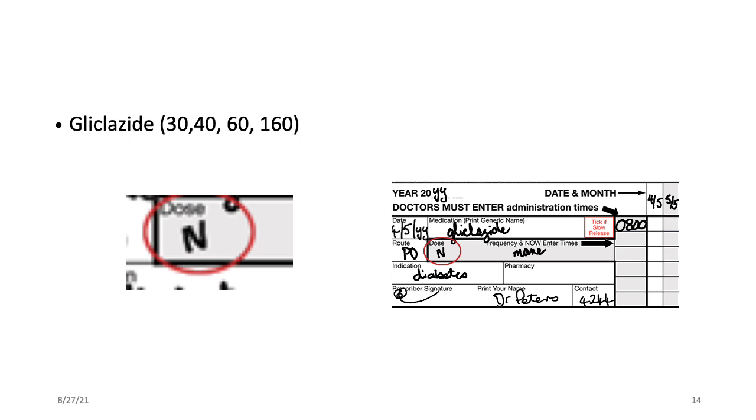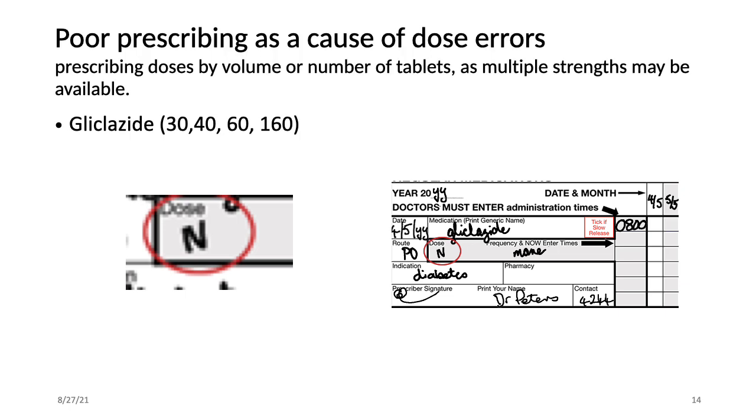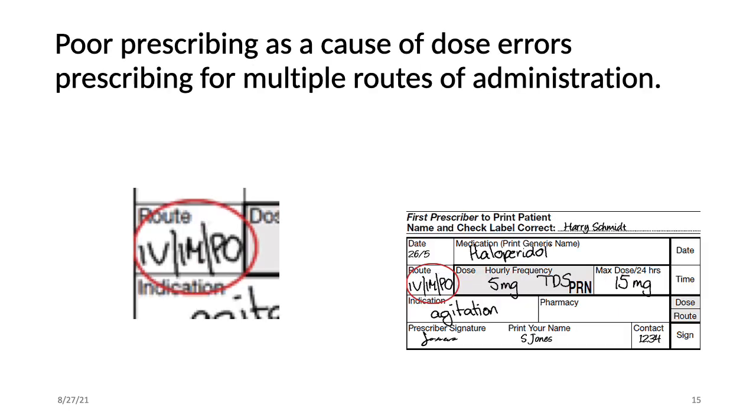One source of confusion is prescribing dose by volume. Here, this is like a Roman 4, and whether it is 4 or IV, it's a source of confusion to all staff. Prescribing over multiple routes of administration. Here, the medication is haloperidol, 5 milligram, IV IM PO. And for elderly people, 5 milligram could be a very high dose if given intravenously.